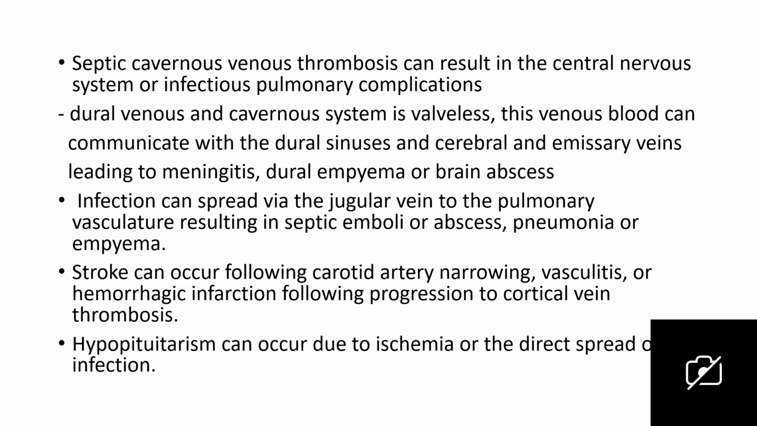Septic cavernous venous thrombosis can result in central nervous system or infectious pulmonary complications. The dural venous and cavernous system is valveless. This venous blood can communicate with the dural sinuses and cerebral and emissary veins, leading to meningitis, subdural empyema, or brain abscesses. Infection can spread via the jugular vein to the pulmonary system, resulting in septic emboli or abscess, pneumonia, or empyema.